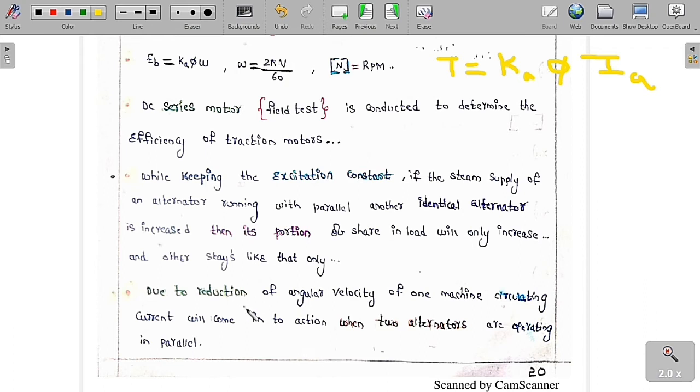Therefore, due to reduction of angular velocity of one machine, circulating current will come into action when two alternators are operating in parallel.